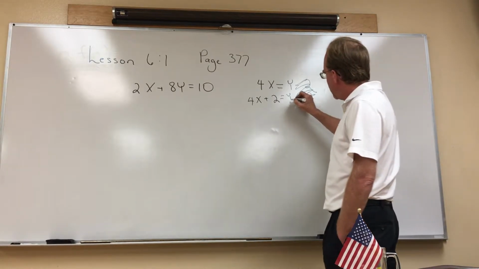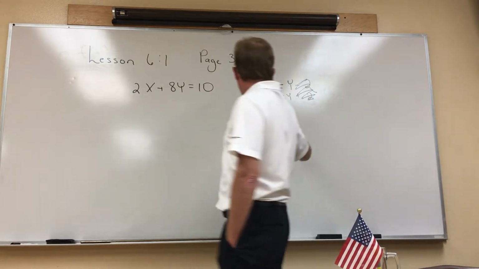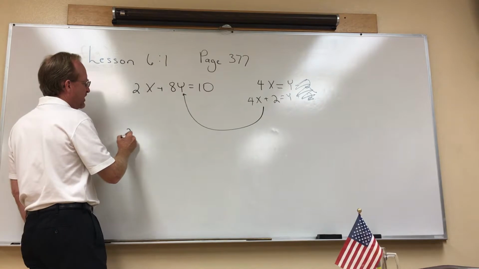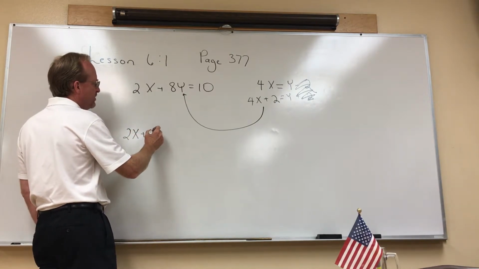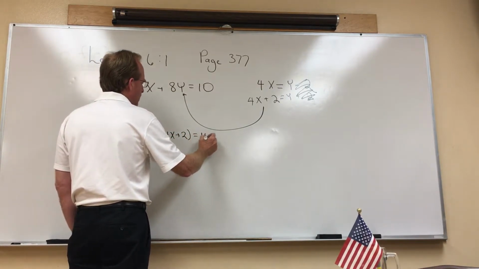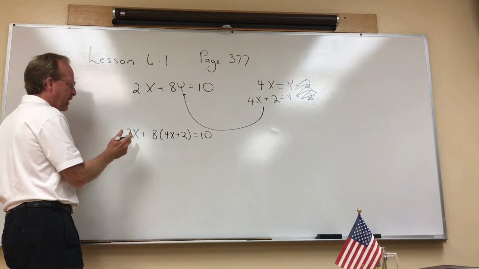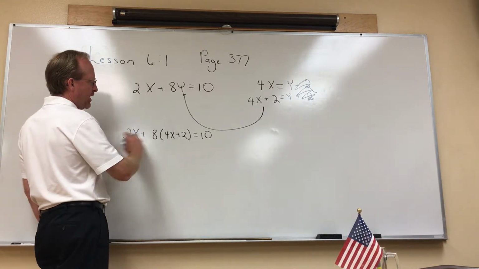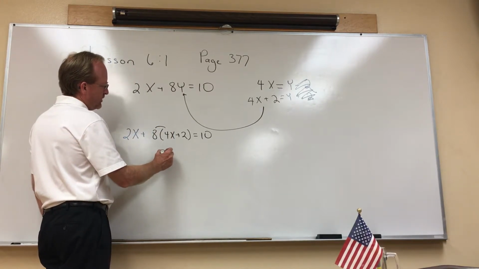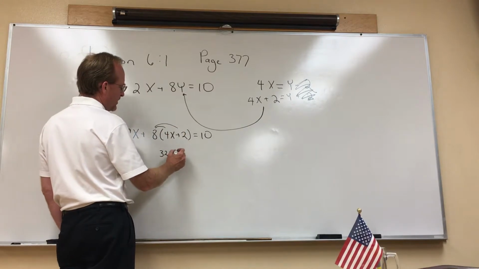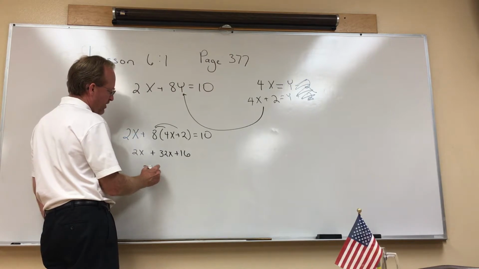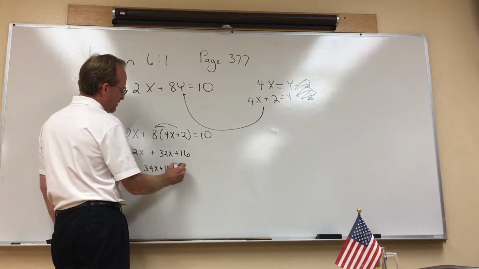Well, wait a minute. If that's the case, then that means that 4x plus 2 is equal to y. In other words, we could just stick that right in there, just like that. So let's do that. So what that means is that now we've just got nothing but x's, and we can work with that. So let's multiply. So that'd be 32x, that'd be 16, and we still have this x over here, so let's combine it. 34x plus 16 is equal to 10.